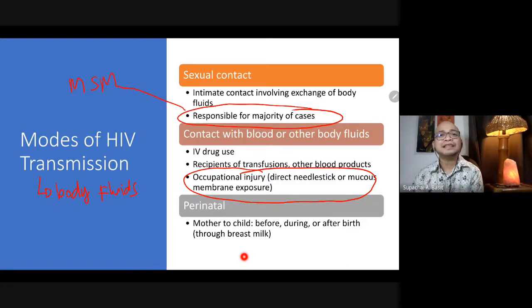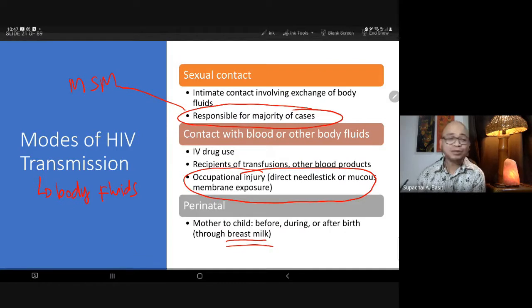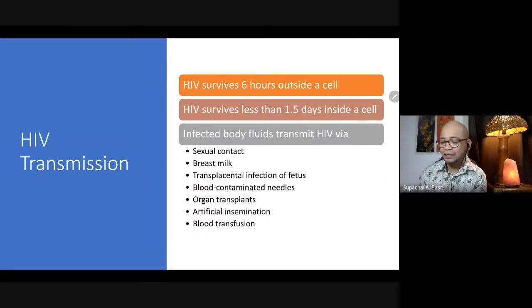Perinatal transmission is also possible, particularly mother-to-child transmission before, during, or after birth, specifically through breast milk. Okay, so these are the modes of HIV transmission. That's why later on you will notice in statistics that there are even cases of children having HIV.